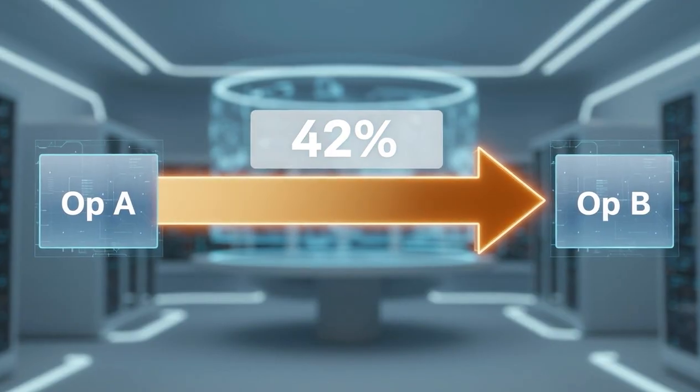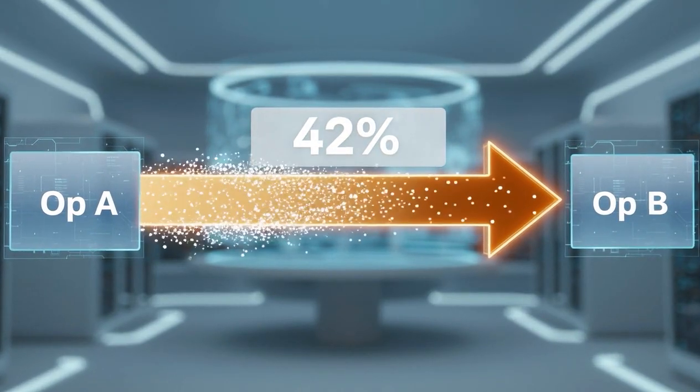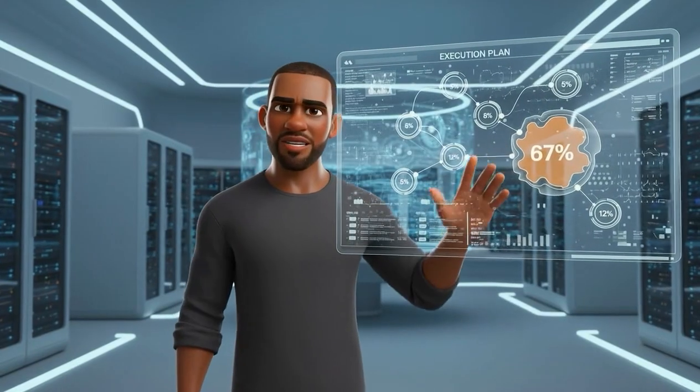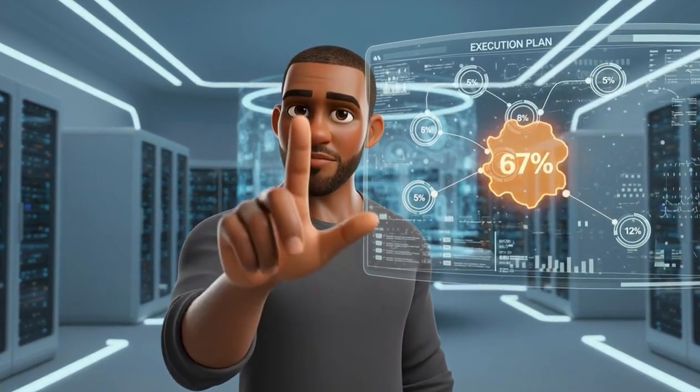Execution plan operators show their relative cost as a percentage. The wider the arrow between operators, the more rows are flowing through. Focus your attention on the operators with the highest cost percentages first.